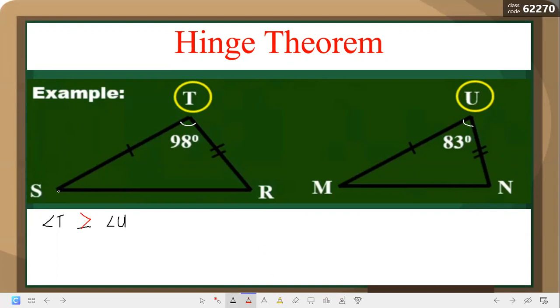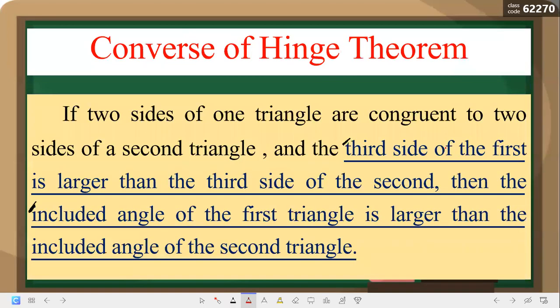So let us compare their opposite sides. Those are the sides we mentioned, no? So we have side SR and side MM. Since the included angle here is larger or greater than the other, it means that the third side of this first triangle is also greater than the third side of the second triangle. So you just look at the relationship of the angles and then you can conclude.